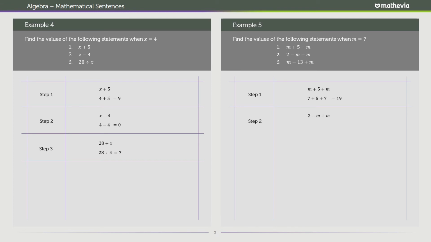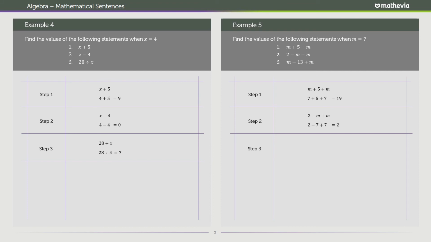Now, another one, 2 minus m plus m. Wherever you see m, put 7. So 2 minus 7 is minus 5, and then minus 5 plus 7 equals 2. So 2 minus 7 plus 7 equals 2.